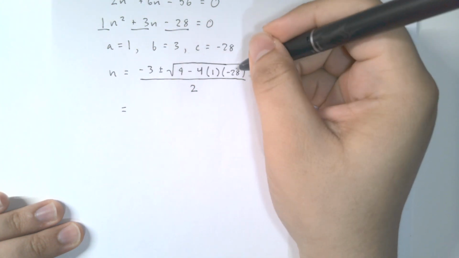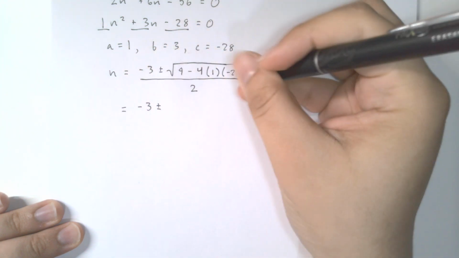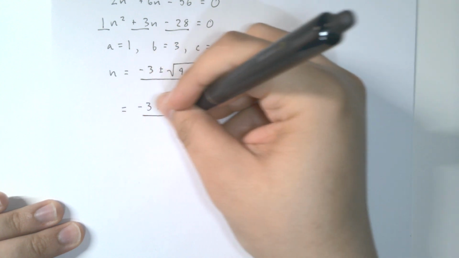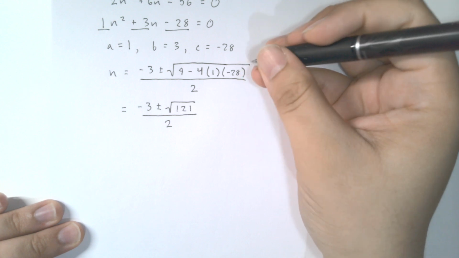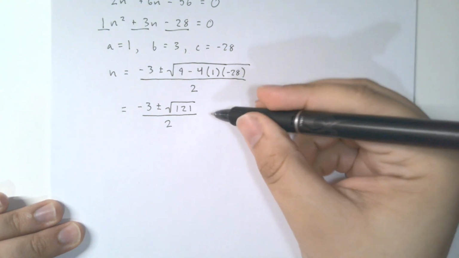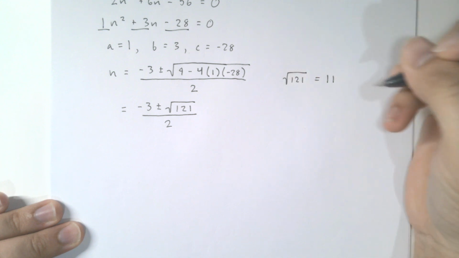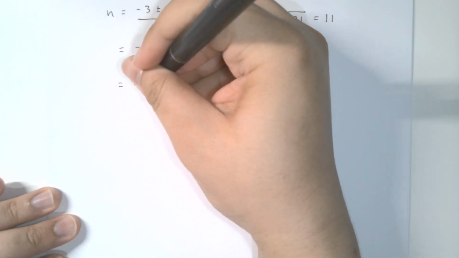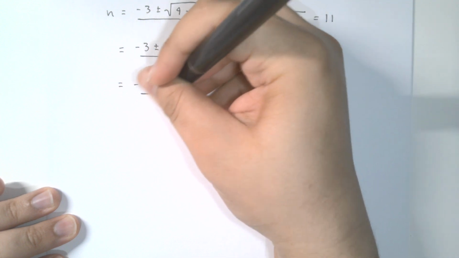We evaluate our discriminant, so put that into our calculator, and we'll have the square root of 121, all of that over 2. And we may recognize that the square root of 121 is just equal to 11. So this one works out pretty nicely. So negative 3 plus or minus 11 over 2.